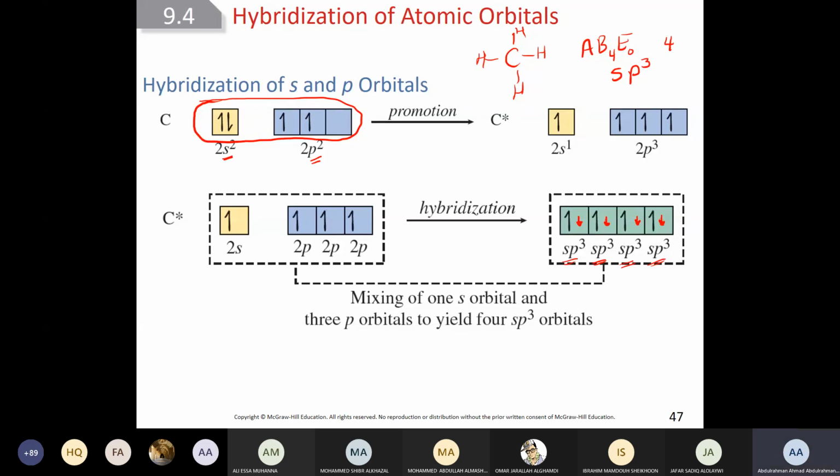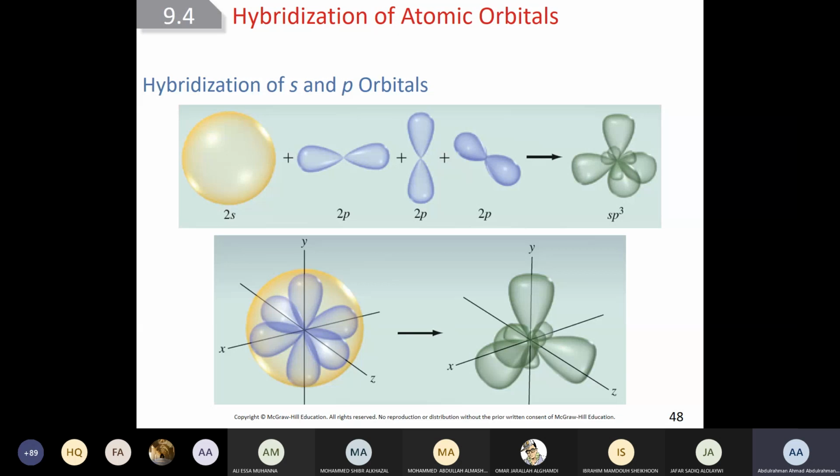Let's have it in drawing. This is the 2s of carbon. This is the 2p of carbon. When they mix together, how many new orbitals are we going to make? 4 new orbitals. What's the name of this orbital? sp3. Each one is called what? sp3. This one is called sp3.